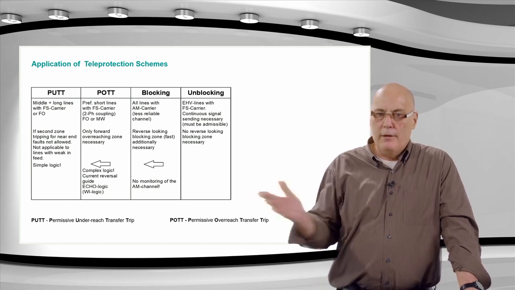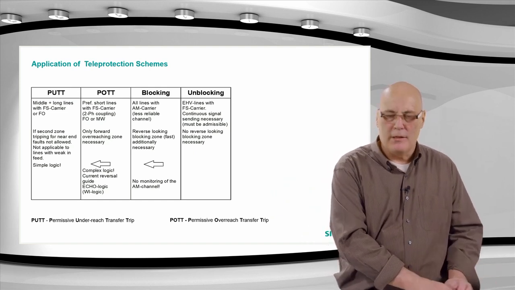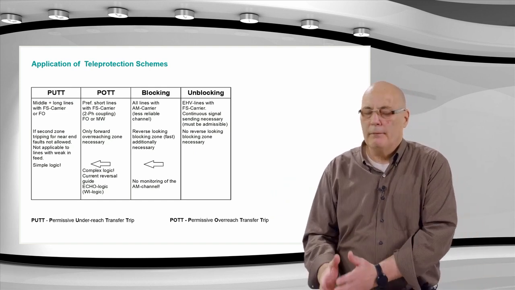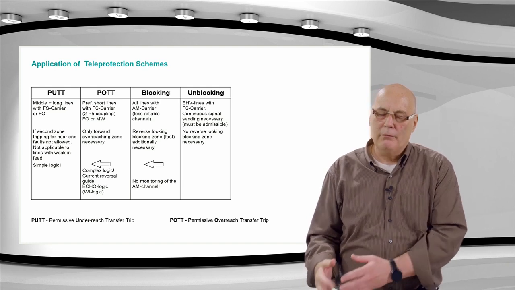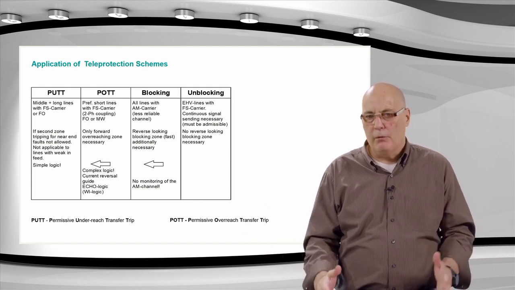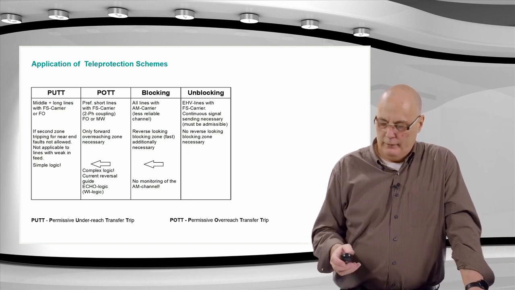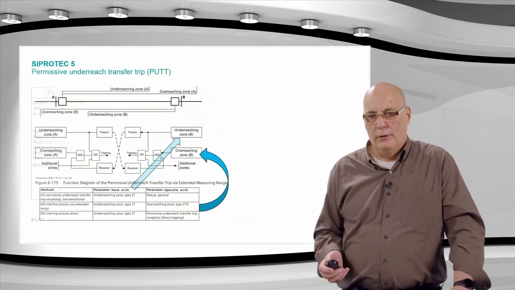So that's really summarizing it. PUTT, extremely simple. Short lines is difficulty. Blocking, you get slightly slower tripping always, but it works even if your carrier system is very poor. POTT scheme works everywhere, but is more complicated. Okay, that's what one should just consider.